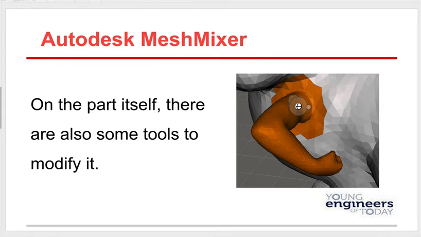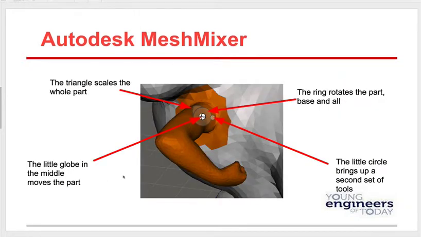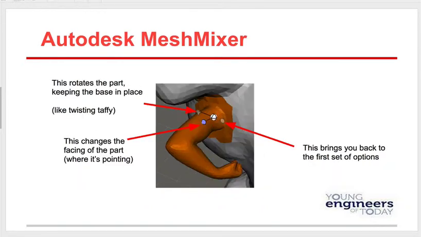Once you get on the part, you can start to modify it. This will scale the whole part, that triangle. This moves the part, that little globe. This rotates the whole part, base and all. And of course, there's a second set of tools. What would we do without the second set? You can rotate it like twist and taffy. You can use this to move where it's pointing. This gets us back to the original options.